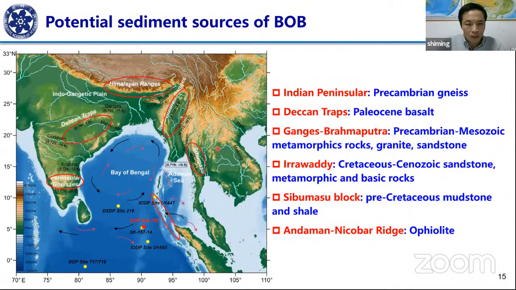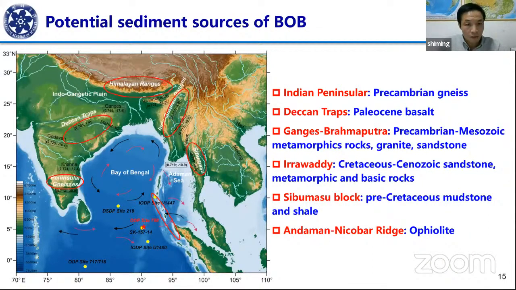So in order to constrain the sediment provenance, we firstly should consider the potential sediment sources to this study area. For this area, the potential sources include the Peninsular India and Deccan Traps, and also Himalayan source rivers, that is the Ganges, the Brahmaputra River, and the Irrawaddy, and also the Sibumasu, and also the Andaman Nicobar Ridge.